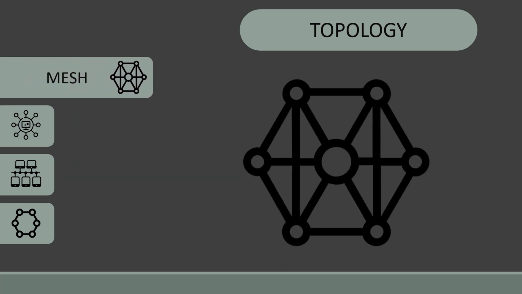In a mesh topology, devices are interconnected with multiple paths for data to travel. This can be full mesh, that is, every device connected to every other device, or partial mesh, that is, some devices connected to multiple others. Advantages of mesh topology is it is highly reliable and it has high redundancy. Second advantage is even if one link fails, data can travel via another route.